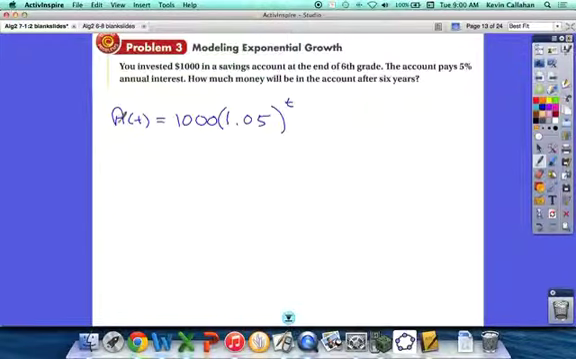Right? After 1 year, then I would have 1,000 times 1.05 to the t. So what is 1.05 times 1,000? 1,050? So it's growing by a little bit. Okay. So this is the initial amount.